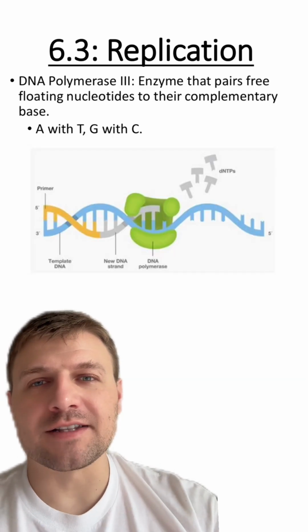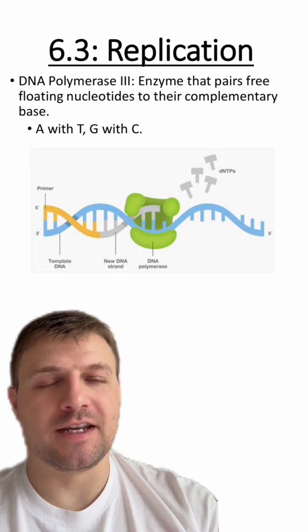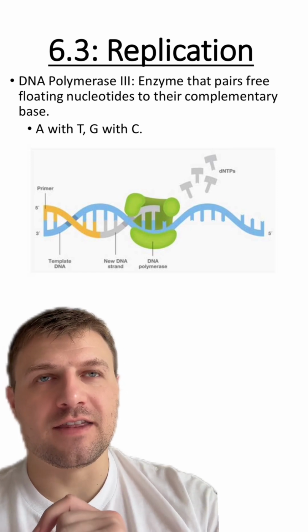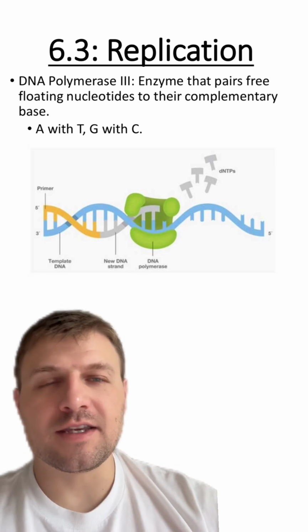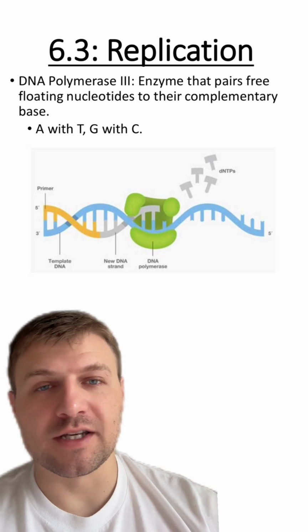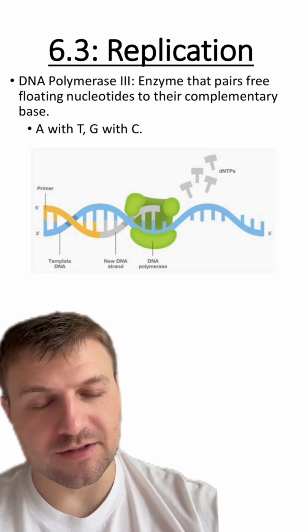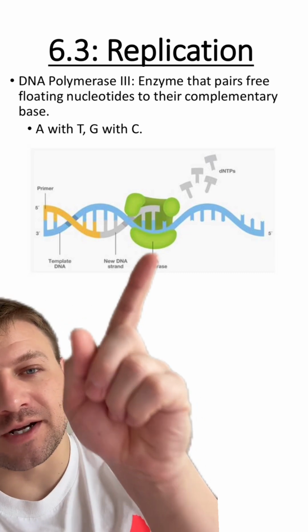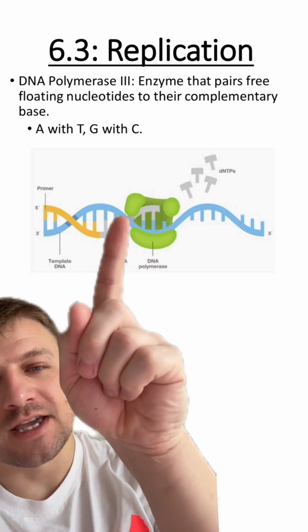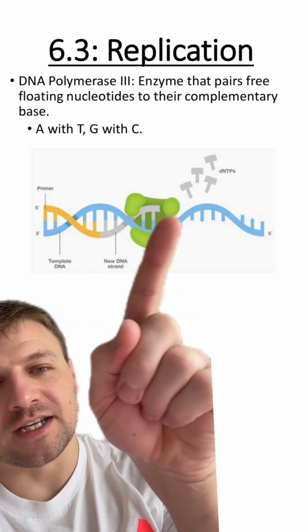Now, for my classes, I'm going to dive a little bit deeper into the DNA polymerases and identify a couple different types. This one here is called DNA polymerase 3. This is the enzyme that pairs free-floating nucleotides to their complementary base pairs. That is A with T and G with C. As you can see, DNA polymerase is binding these free nucleotides to the complementary strand of DNA.